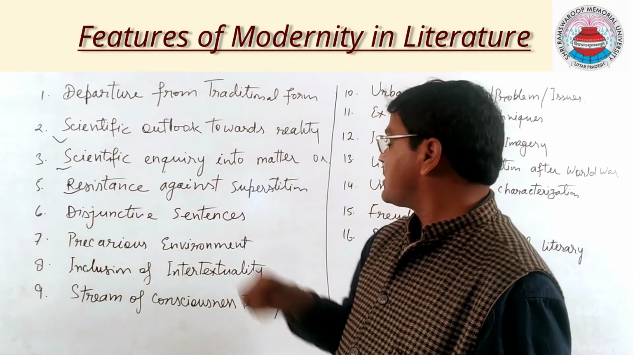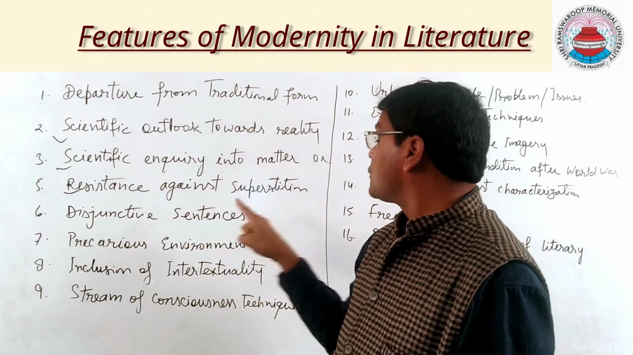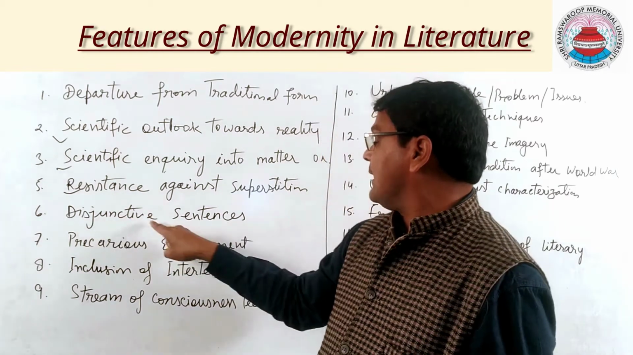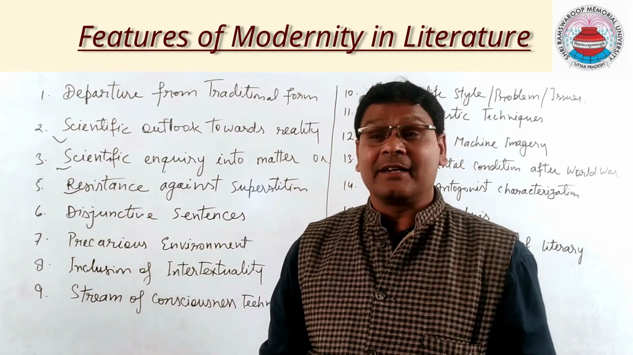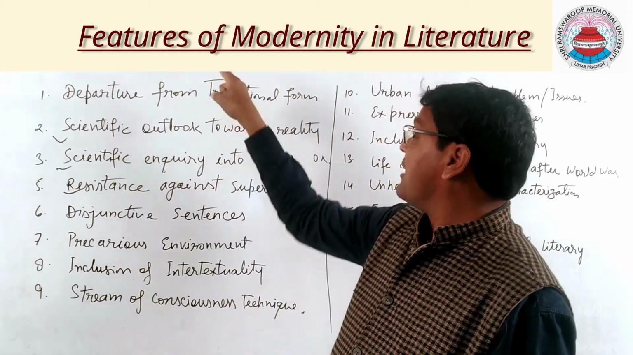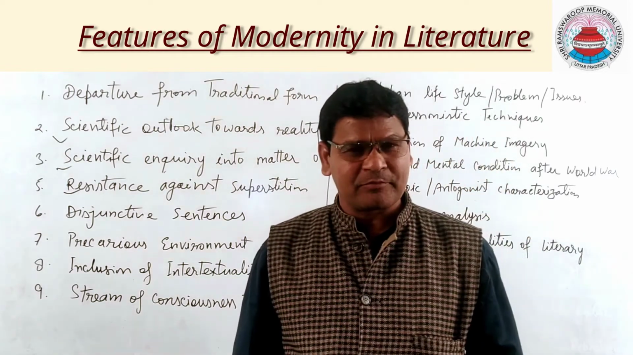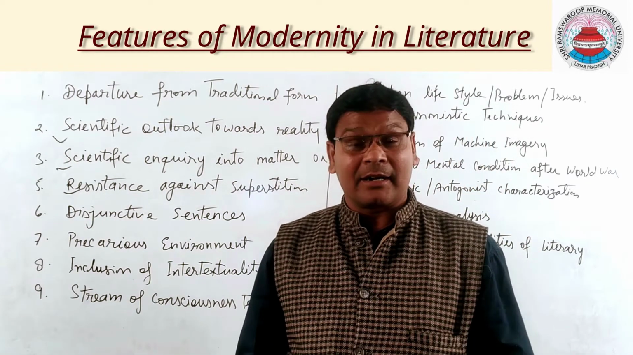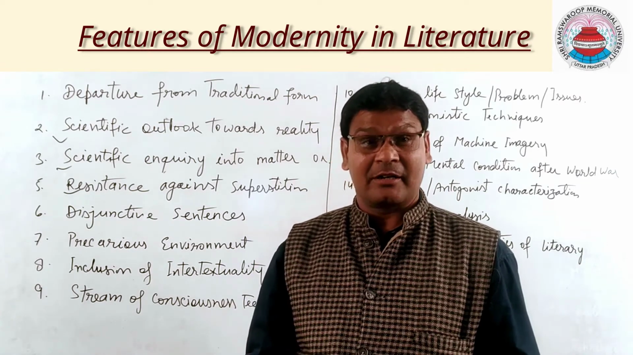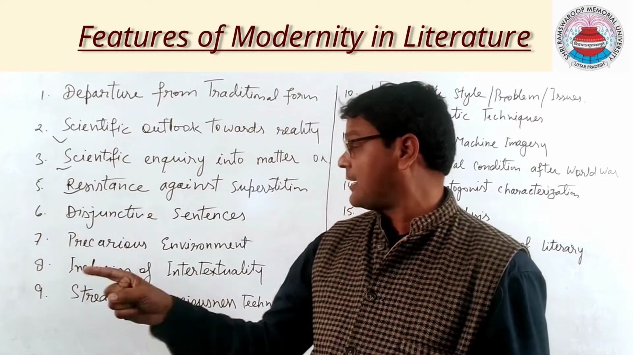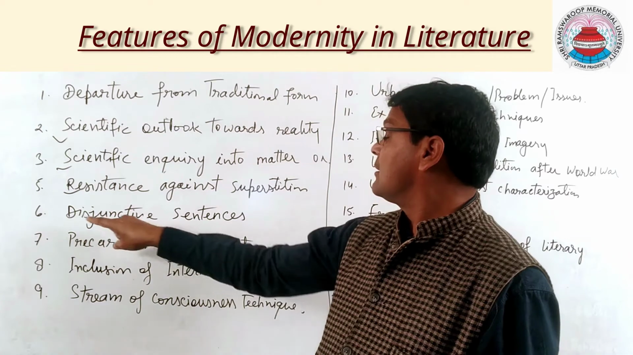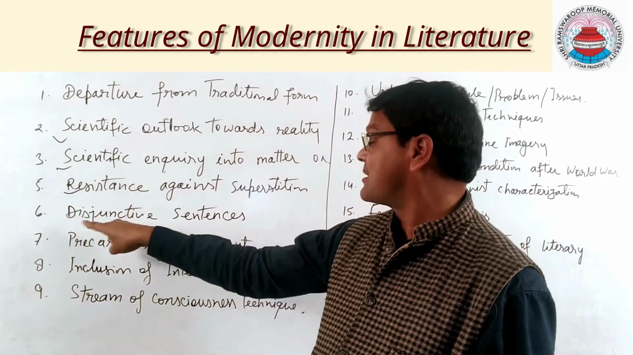Then there are disjunctive sentences. This is a style of writing in the text. T.S. Eliot's The Wasteland is the most appropriate example for understanding the features of modernity. T.S. Eliot, a giant figure of English literature, has used very disjunctive sentences in The Wasteland, the greatest poem.